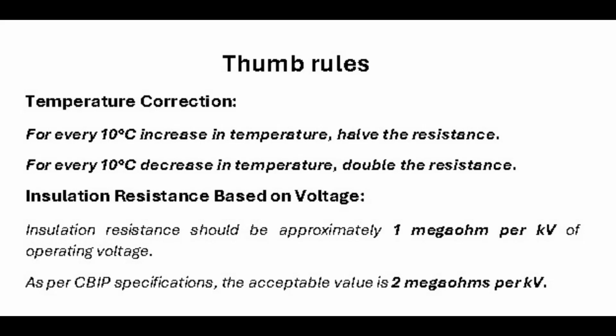Temperature correction. For every 10 degrees Celsius increase in temperature, halve the resistance. For every 10 degrees Celsius decrease in temperature, double the resistance. Insulation resistance based on voltage. Insulation resistance should be approximately 1 megohm per kV of operating voltage. As per CBIP specifications, the acceptable value is 2 megohms per kV.